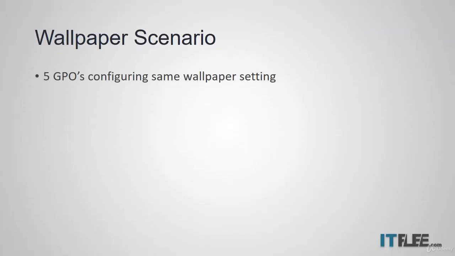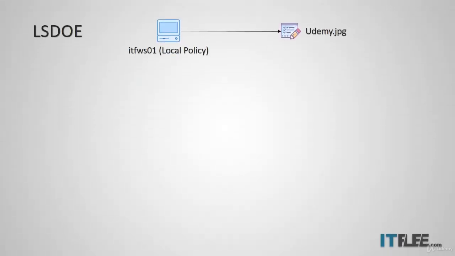Now let's take a wallpaper scenario. Let's say we have 5 GPOs that are configuring the same wallpaper settings. So someone has gone into all these GPOs and said, I want this desktop background to be configured, and it's different for each GPO. Which GPO is going to win? Well, in order to know this, we're going to have to remember LSDOE, which is local, site, domain, OU, and enforced. And in this first little diagram that we have here, we have ITF Workstation 01. It has a local policy that is configured to use the background udemy.jpg. In this scenario, the local is going to win because nothing else is configured.